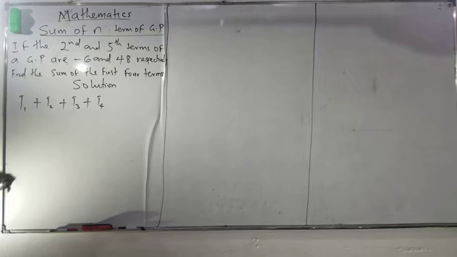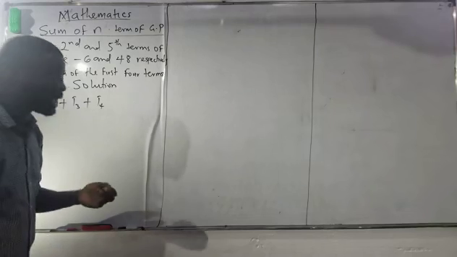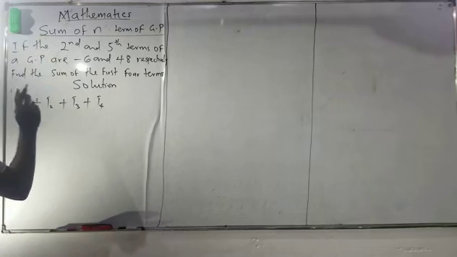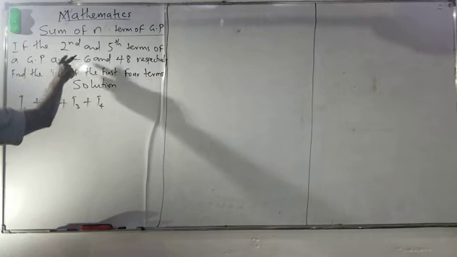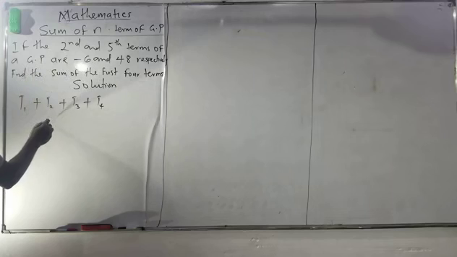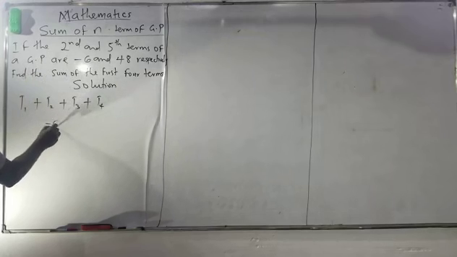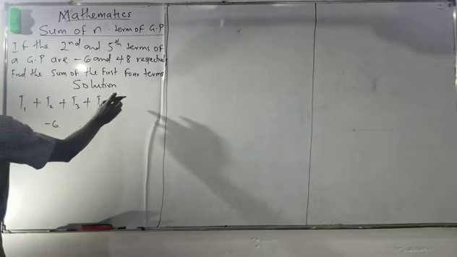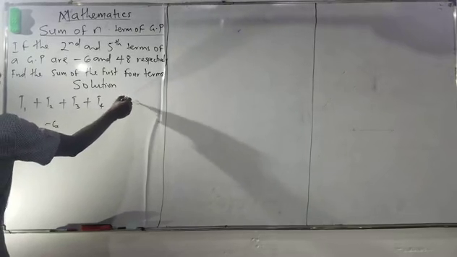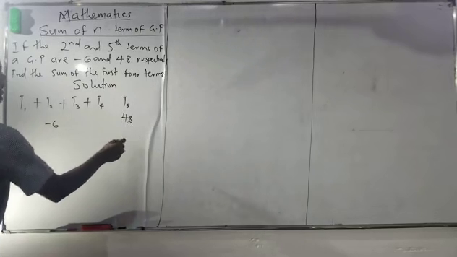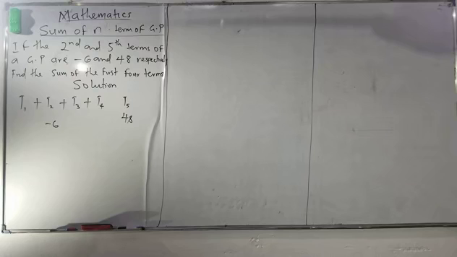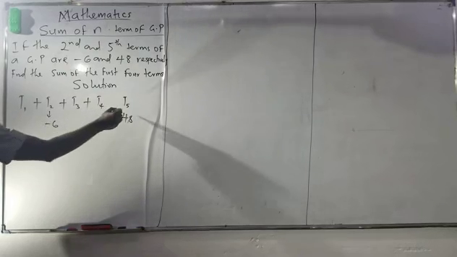But before you get to this, you must understand your first term, your second term, your third term. Mind you, in this question, you have been given the second term, which I have as minus 6, and the fifth term, T5, which I have as 48. Mind that you have those two, this corresponding to this implies this.